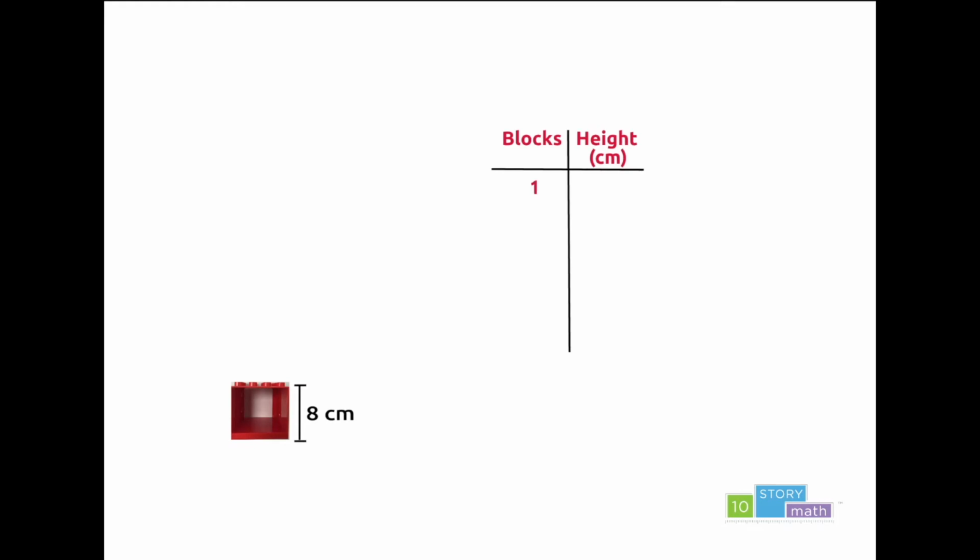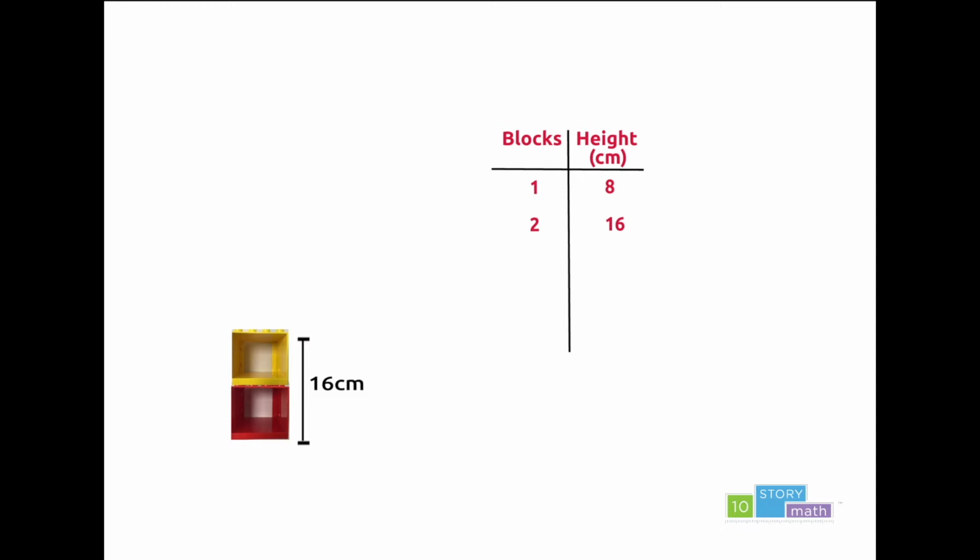One block has a height of 8 centimeters. Let's add a second block to the tower. 2 blocks stacked together have a height of 16 centimeters. Let's add that information to the table. I will continue to add blocks to the tower.